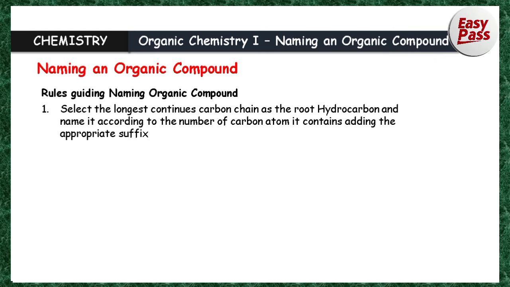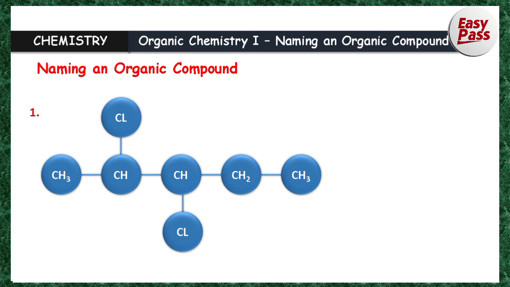Select the longest continuous carbon chain as the root hydrocarbon and name it according to the number of carbon atoms it contains, adding the appropriate suffix. The longest continuous carbon chain here is this. This is the longest continuous carbon chain.